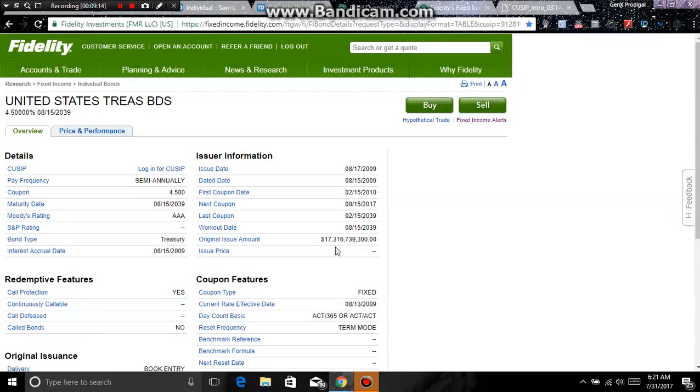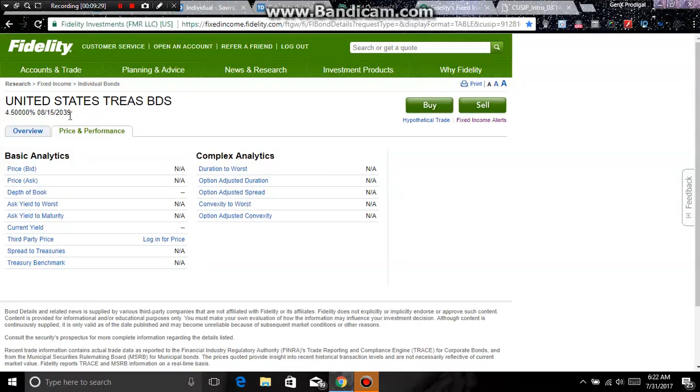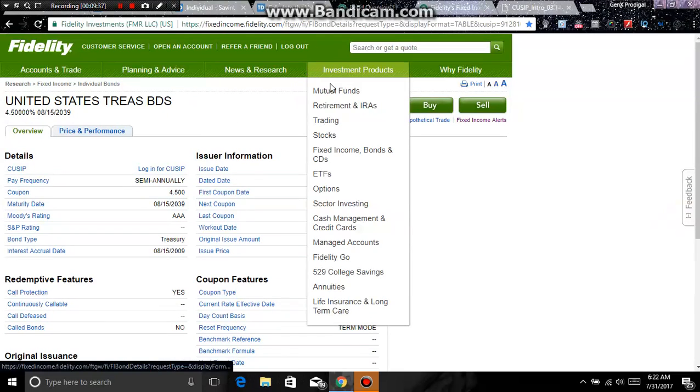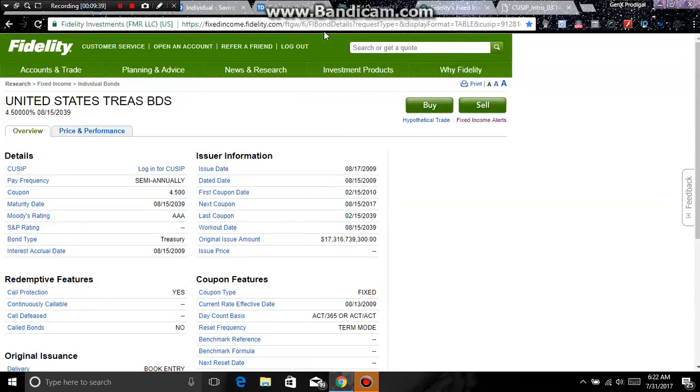Look at this issue amount. Original issue amount, $17 billion. Crazy. And you can look at, you know, that's the overview. You can look at the prices. You can't see it on this one. Like, okay, you're gonna have to start an actual Fidelity account. It's not a big deal. I did it. I mean, I own a business, and so you just go in and tell them you already know everything, you know what you're doing. You don't need their help.